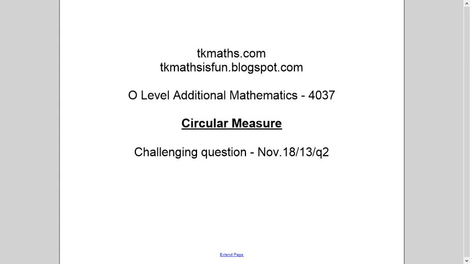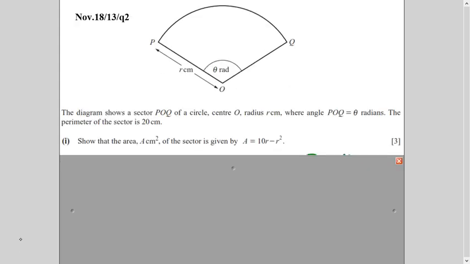So let's begin with the question. This question is about this sector in which angle is theta radian and radius is r. And the information given to you is that the perimeter of this sector is 20 centimeter. You have to show that area is this.